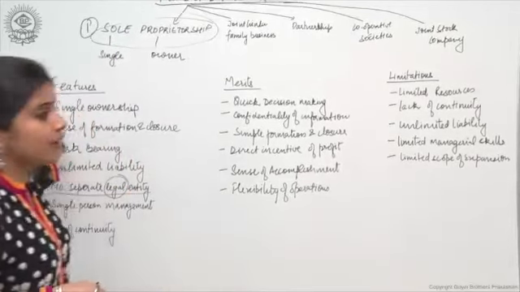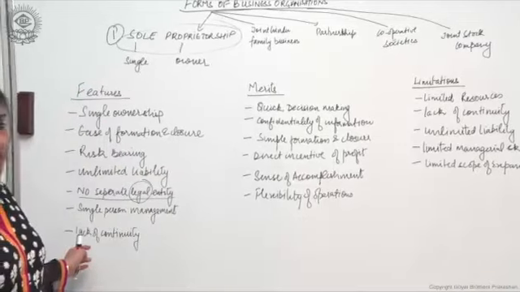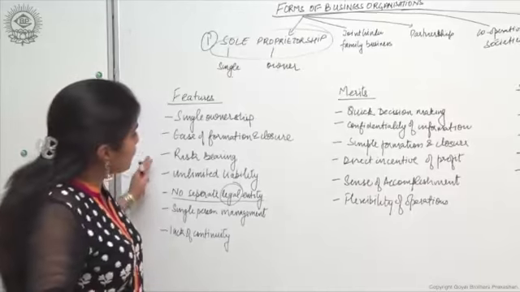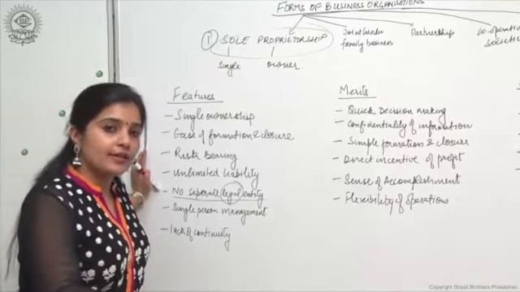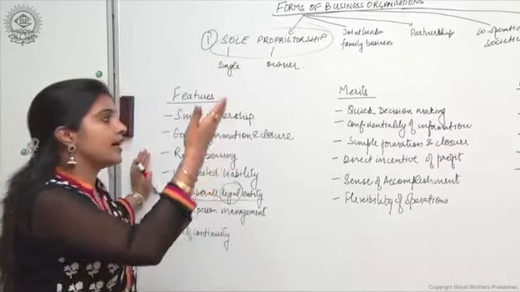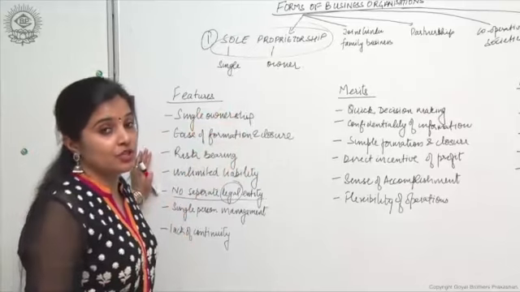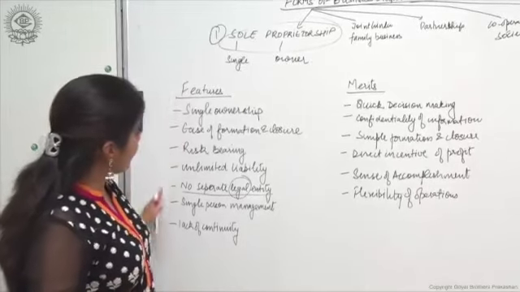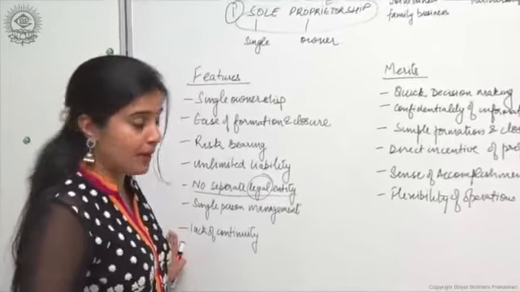So these are the various features of the sole proprietorship form of an organization. Now from the features only we can decipher, we can find out what the merits and limitations of this type of organization are. Now what could be the probable merits?